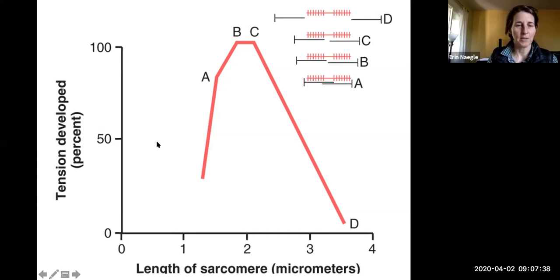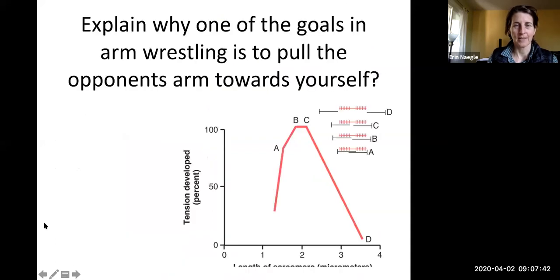But this is kind of fun. This is one of Mish's favorite questions. And that's this: explain why one of the goals in arm wrestling is to pull the opponent's arm towards yourself. So before you actually start the arm wrestle, you actually want to pull your opponent's arm towards yourself a little bit. So what are you trying to do?